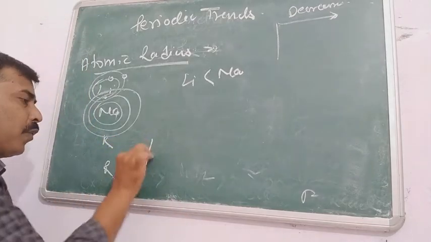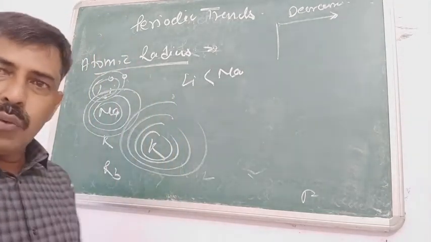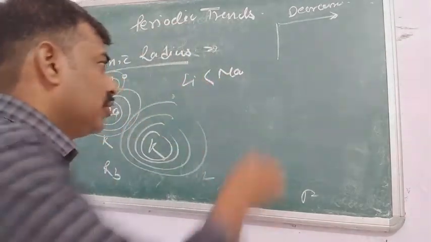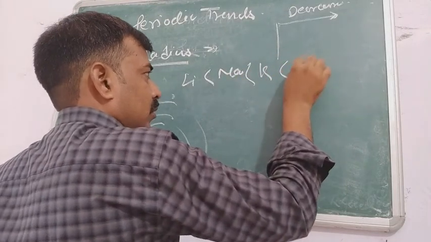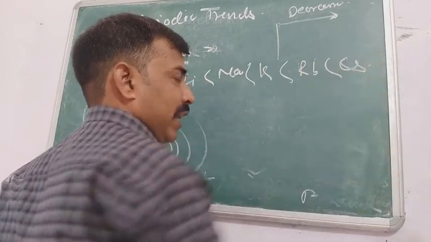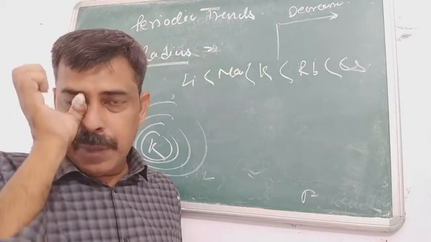In the case of potassium, you can see 2, 3, 4 shells are there. So with the increasing number of shells from top to bottom, the size is going to increase. We never discuss francium because that is a radioactive element.